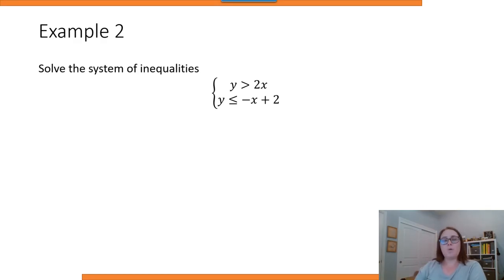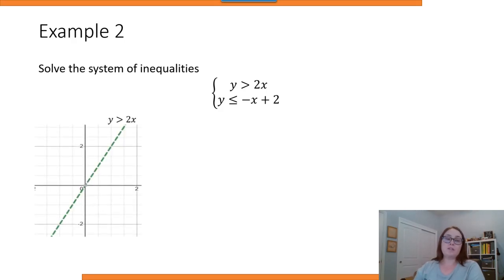Here I have a system of inequalities. y is greater than 2x and y is less than or equal to negative x plus 2. So I'm going to start with the first one. y is greater than 2x. I'm going to graph it just like it was y equals 2x, only I'm going to use a dotted line when I graph it. So there's my y is greater than 2x, but I still have to figure out which region to shade.